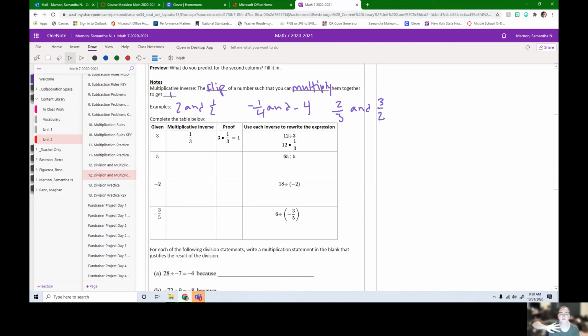Like when you guys were dividing fractions in 5th and 6th grade and you said keep, change, flip, I'm talking about the flip of the number. So 2 is really over a secret 1, right? And -4 is also over a secret 1. When you flip it, it becomes the fraction 1/2, and when you flip -4 it becomes -1/4. When you flip 2/3, it becomes 3/2. When you flip 3/2, it becomes 2/3. That's what we mean by the flip of a number.